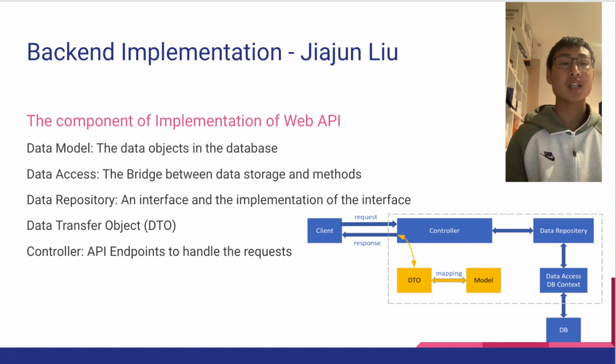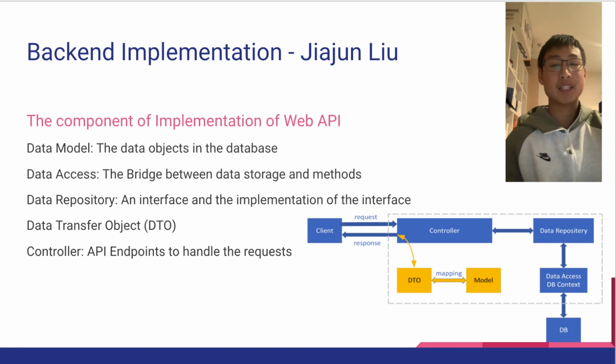When a method in the controller component needs to access the database to satisfy the request from the client, a method in the data repository component can support it. Then we use Swagger to test those methods in each endpoint to make sure every method works as expected.